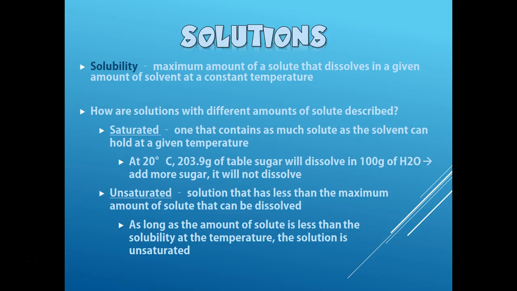Now, if you only dissolve 203 grams of table sugar, then you're talking about an unsaturated solution, in which case you're now 9/10 of a gram less than the max that water can hold at that temperature. So unsaturated simply means it's got less than the maximum amount of solute, given the temperature, given the solute, given the solvent, and the volume of the solvent that you're currently working with.